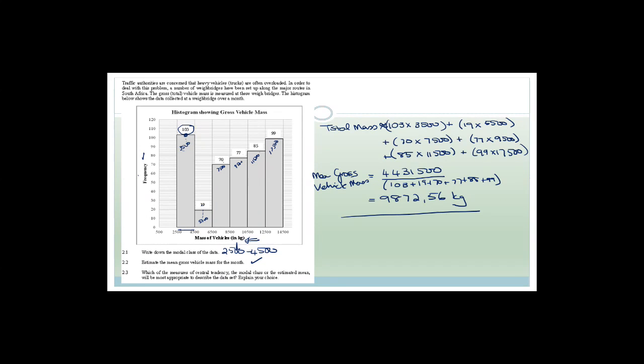Okay, so I do see that we've got a huge number of vehicles that are between 2,500 and 4,500 kilograms by itself. But do you see that if you look at the trend, there are lots more vehicles that have masses of 6,500 and above? There is 70 for the first column, 77, 85, and 99. So in fact, that first column, 103 vehicles having a mass of 2,500 to 4,500, you can think of as kind of an outlier, okay? Yes, it exists. Yes, it's within the data, but it really doesn't fit the trend. So therefore, I would say that the estimated mean is the most appropriate to describe this set of data.